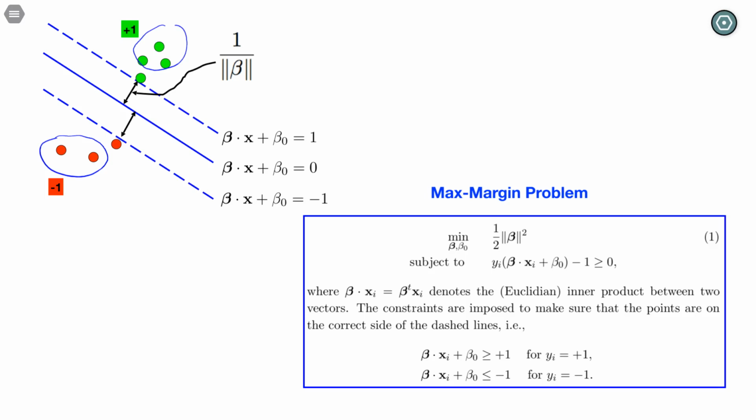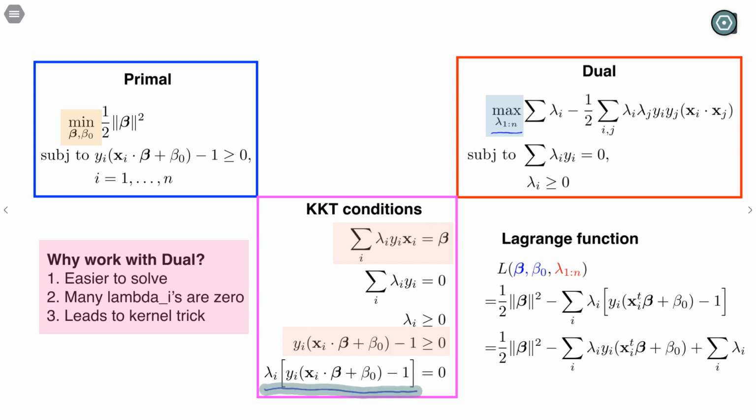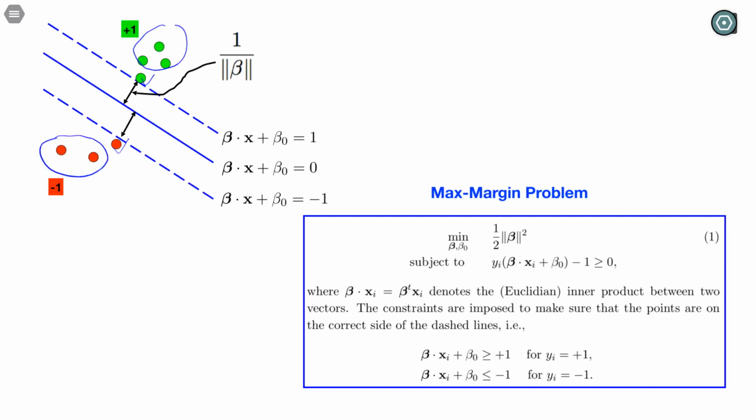Among the 7 points, there are only 2 points, this green point and this red point, whose lambda i's are non-zero. So in short, when we retrieve beta, the beta as a p-dimensional vector could be non-sparse, but beta can be represented by a summation over a small number of samples, those where the lambda i's are non-zero. Those are the data points called the support vectors. In this case, there are only 2 support vectors.